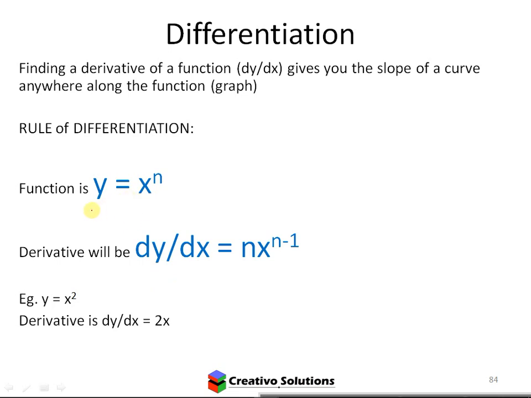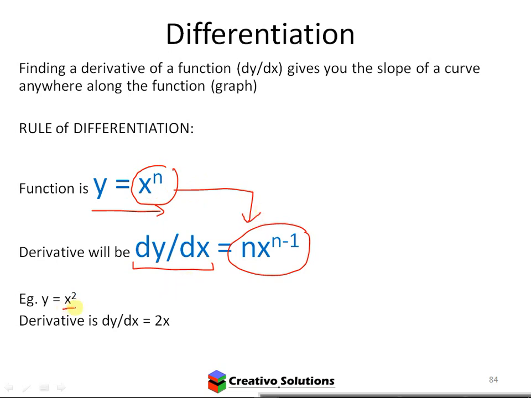Okay, so the normal function can be given like that: y equals x^n. If I'm looking at a derivative, they use this notation: dy over dx. So y, the function, derived in terms of x. That's the notation, and that's how you get the derivative. So that's the function and that's the derivative.